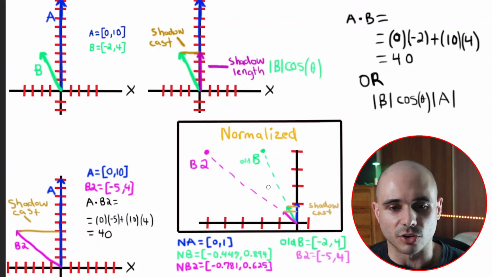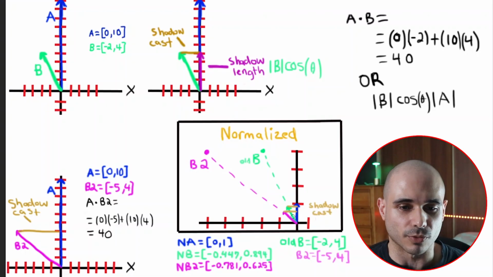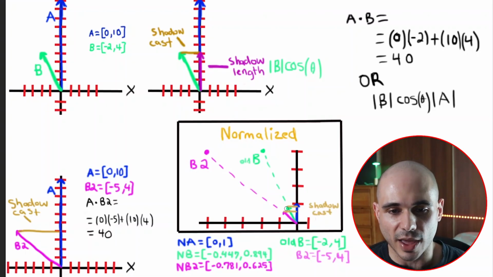So if we take those and normalize them so they all have a length of 1, we can compare that shadow cast to the normalized A, and we can see that that shadow cast is actually going to be different. So the old one is casting higher than the new one. So we can say here that because we normalize them, they're actually going to be different dot products.